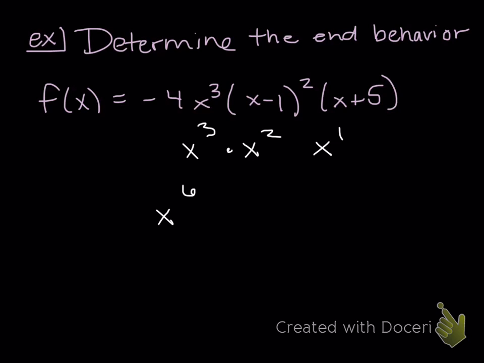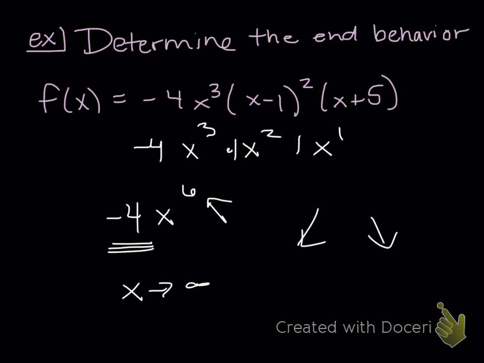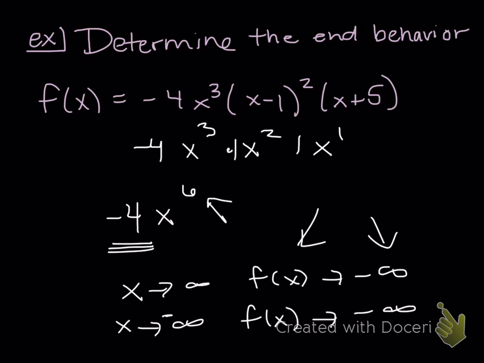And then we have to figure out our coefficient. So this is a -4. This would be a 1 and a 1. So I would have a -4x to the 6th. So I know my function, because my coefficient's negative and my exponent is even, is going to be down, down. So to kind of tie this into what we did last year, we said, okay, as x approaches infinity, f of x, which means y, goes to -infinity, and as x goes to -infinity, my y values also go to -infinity because this function would be down, down.